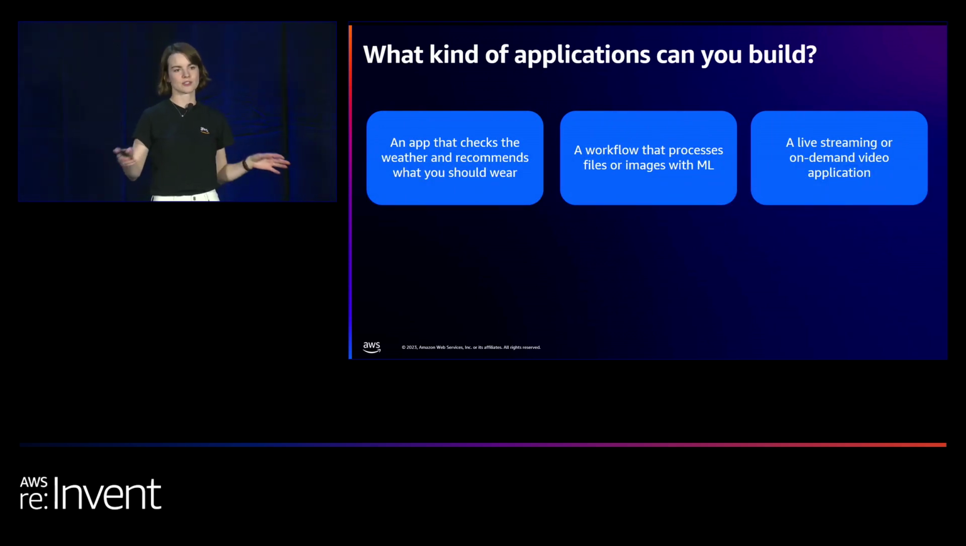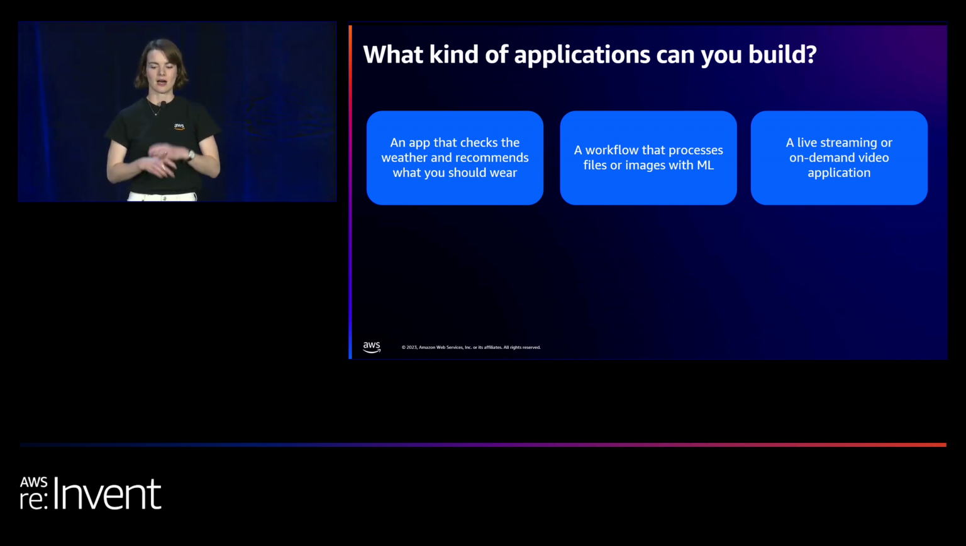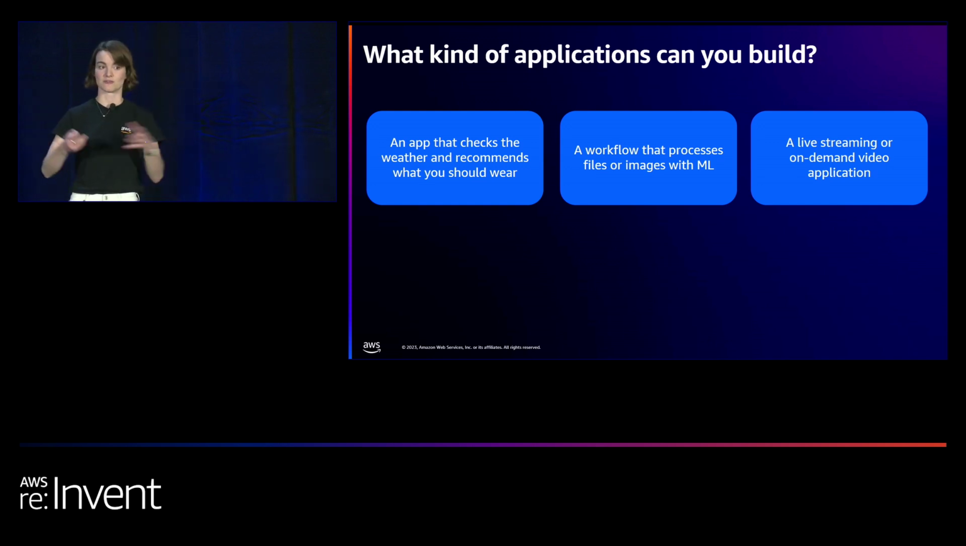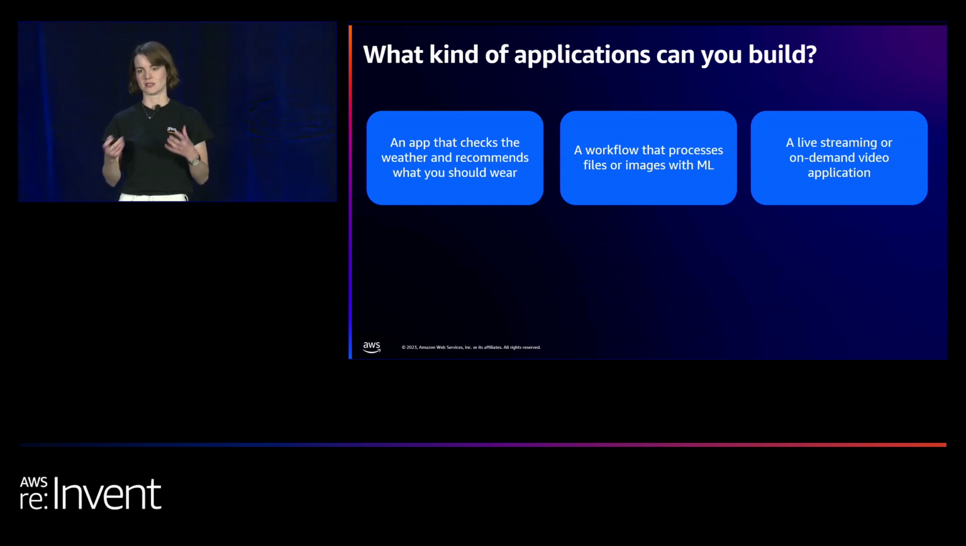There's loads of different things that you could get started with if you just want to jump in and start playing around with ideas. A couple cool ones is maybe an app that checks the weather and recommends what to wear, or a workflow that allows you to take a file or an image and process that with some ML and AWS service. Also a cool one that you can check out on the expo hall today is a live streaming or on-demand video application. The serverless developer advocate team built serverless video as a demo that you can build and work with.